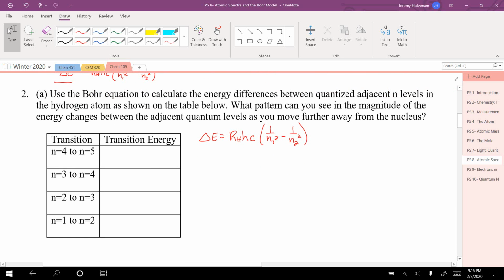Okay, so for this first one, again, I'm not even taking any concern for which n's I put first and which n's I put second. I do that, I got a positive 4.90 times 10 to the negative 20 joules. Should it be positive or negative? Well, what's happening? It's going from 4 to 5, it's going up. To do that, you need to add energy, so it should be positive.